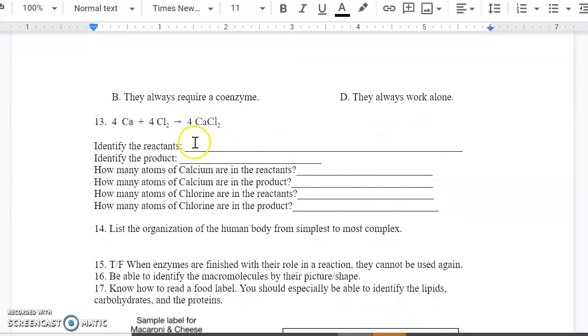Okay. So identify the reactants. Well, the reactants are the ones that are going into the reaction. So that's going to be our Ca and our Cl2. For the sake of time, I'm just going to go ahead and click that too. So our Ca and our Cl2 are our reactants. Our product, the arrow points to the product. Both start with P, points to the product. So our product is CaCl2.